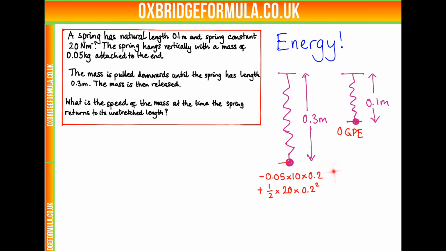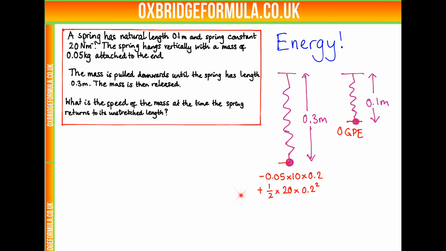So the energies will be minus 0.05 times 10 times 0.2, so a negative GPE, and then half times 20 times 0.2, the extension, squared, and then 0 GPE here, but some kinetic energy. The kinetic energy, when it gets to here, must come from the initial energy when it was at the bottom, the 0.3 meters.